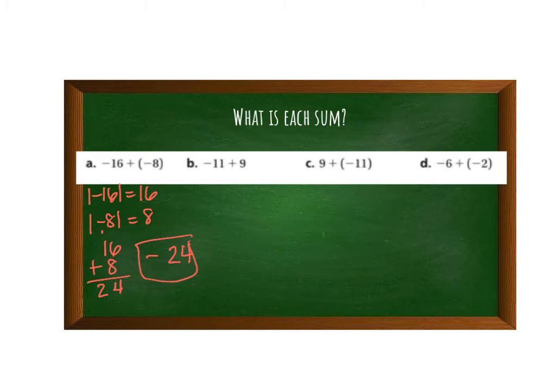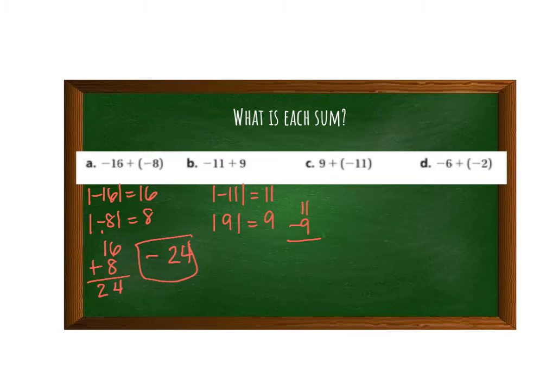Okay, so next one, we're going to do negative 11 plus 9. The absolute value of negative 11 is 11. The absolute value of 9 is 9. We take 11 minus 9. Why are we subtracting? Because they are different signs. One is negative and one is positive, okay?